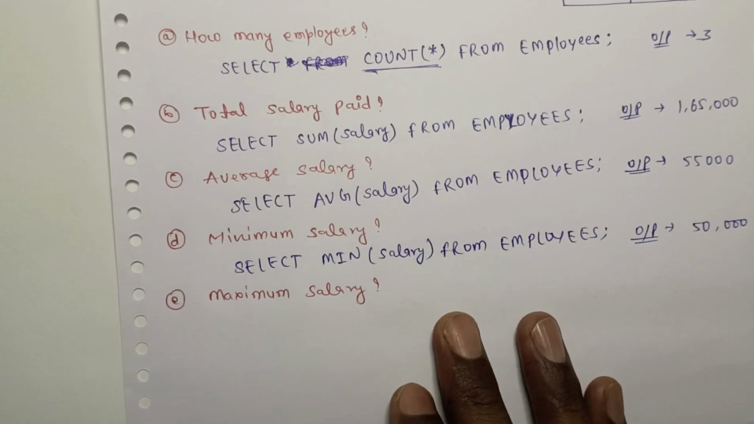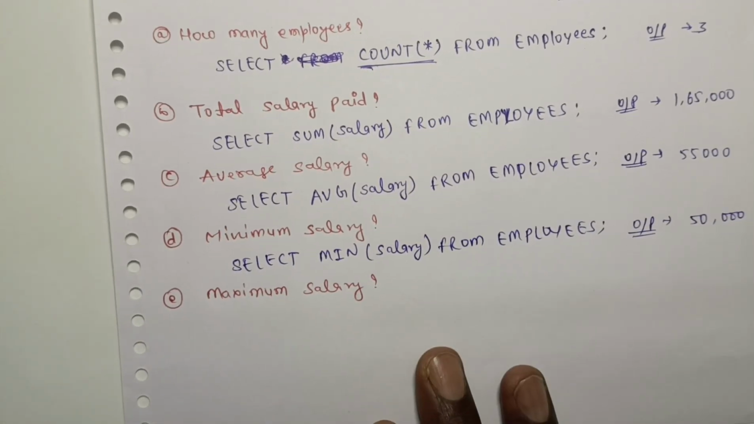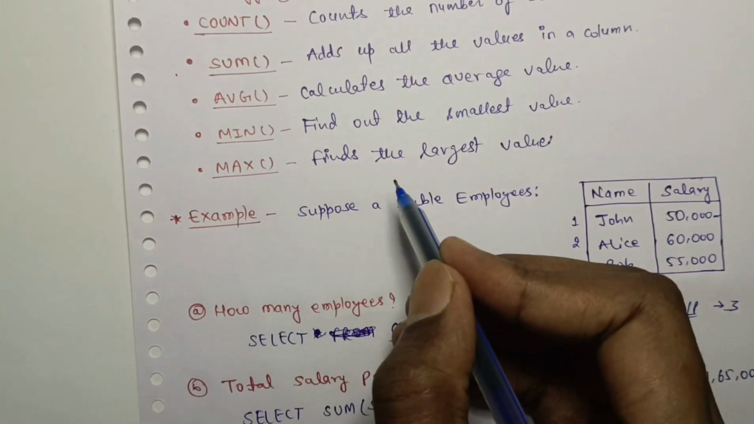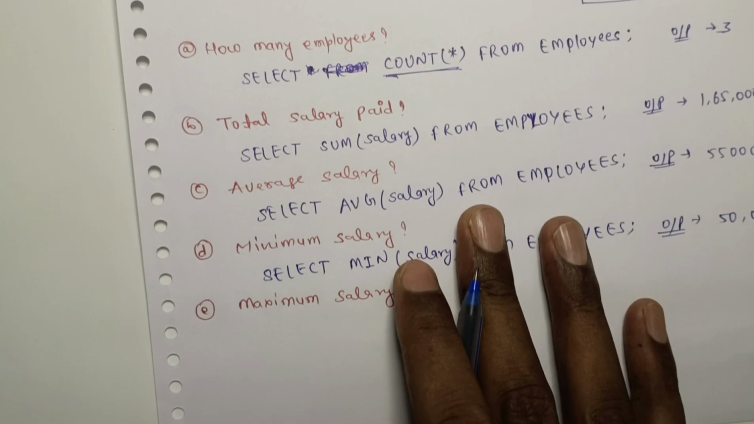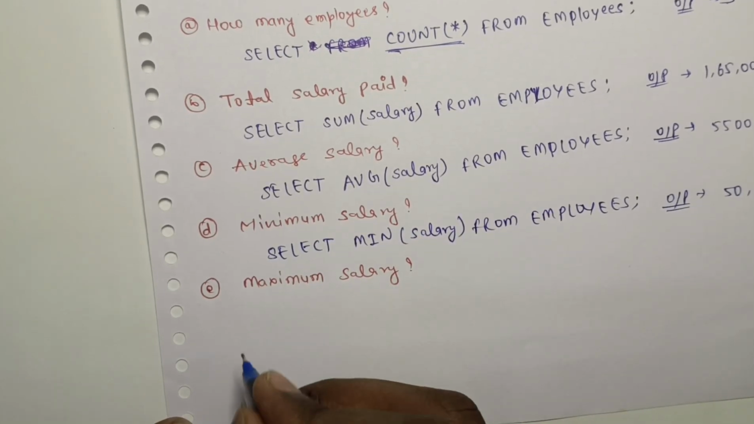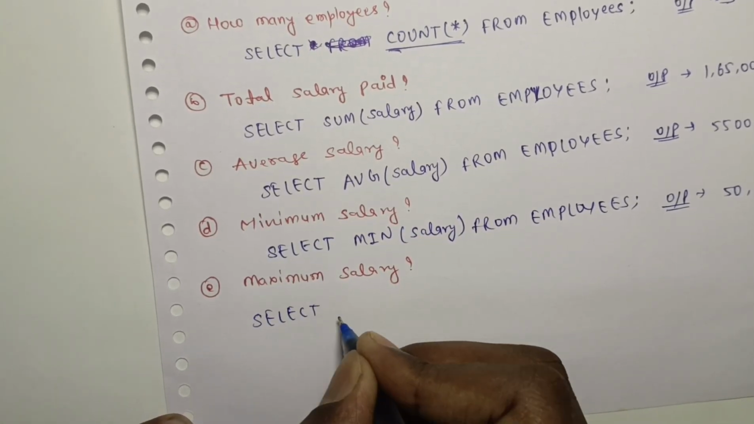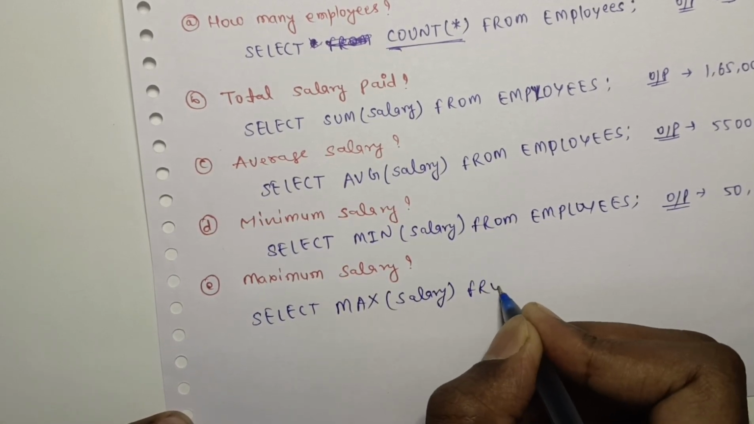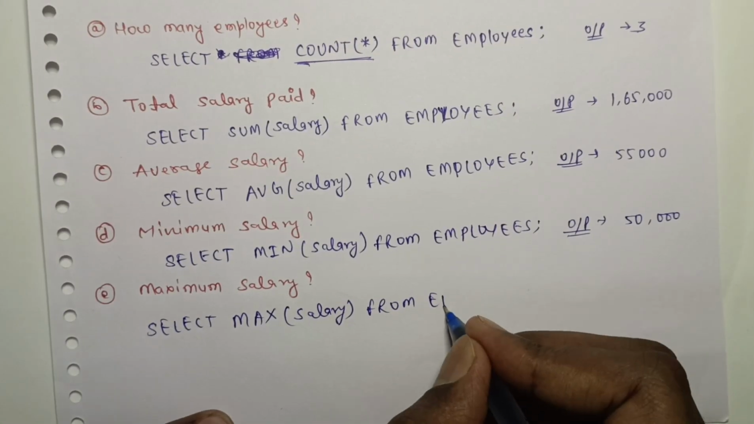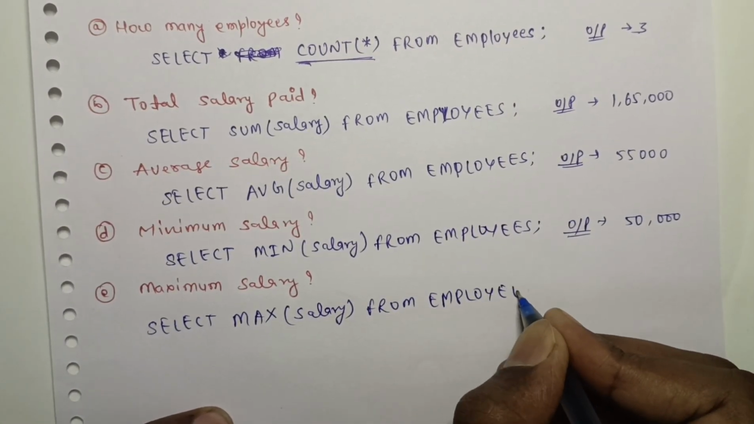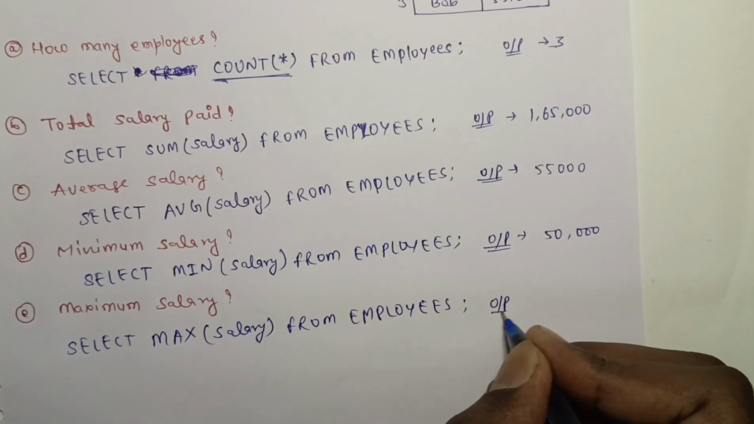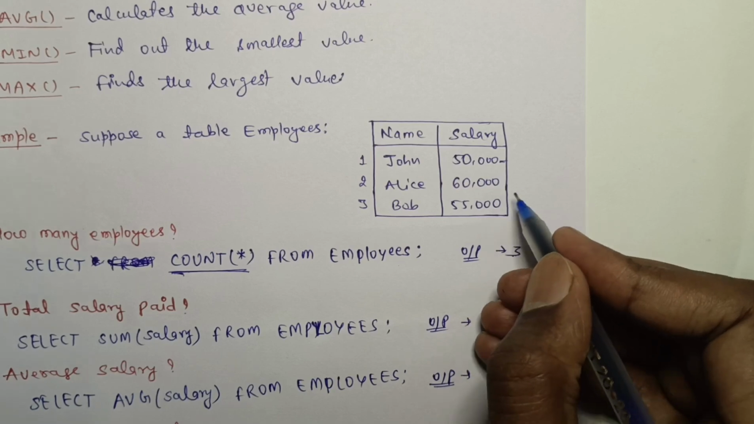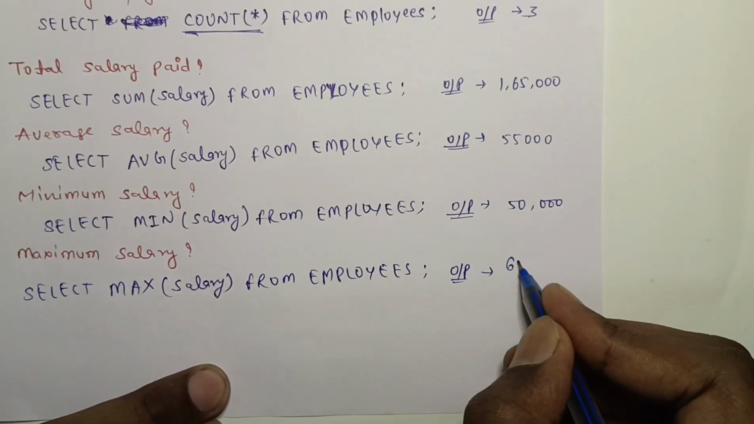Okay, and the last question is, what will be the maximum salary? For finding out the maximum salary, we use the max aggregate function, which helps to find the largest value. So we write the command select max salary from, then specify the table name, which is employees. So what will be our output? Our output will be the maximum salary present in the employees table. The maximum value is 60,000. So our output will be 60,000.